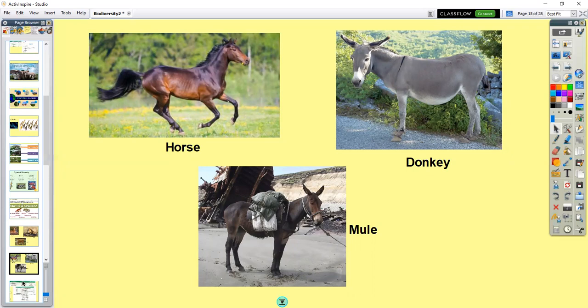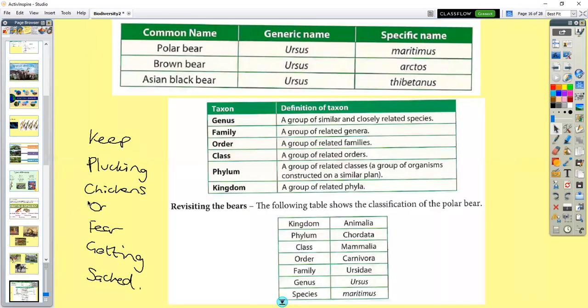Okay. Now, then we go on and talk a little bit about taxonomy in terms of how we refer to particular organisms and how we classify particular organisms. And for that, you can see here 3 different types of bear. So the bear name, or genus name, if you like, or generic name, is Ursus, whereas their species name, because they are different species, polar, brown and Asian black bear, they have got a different species name.